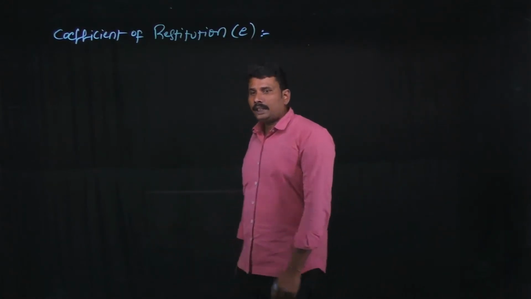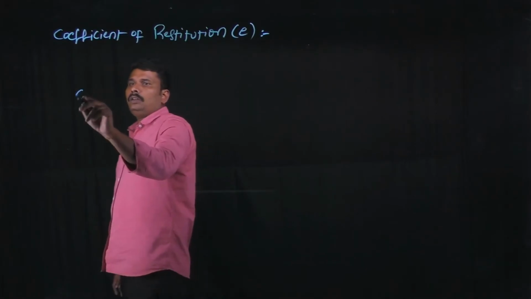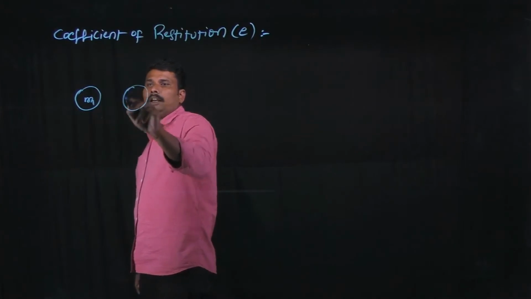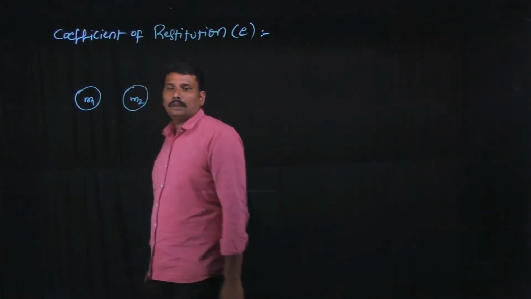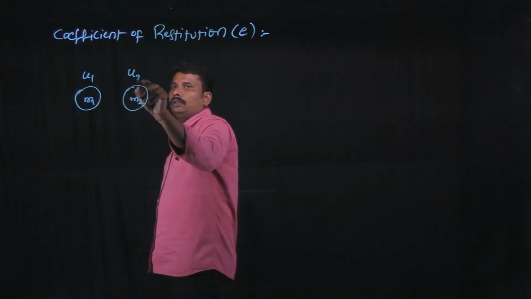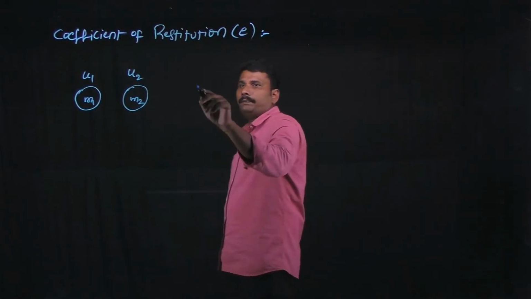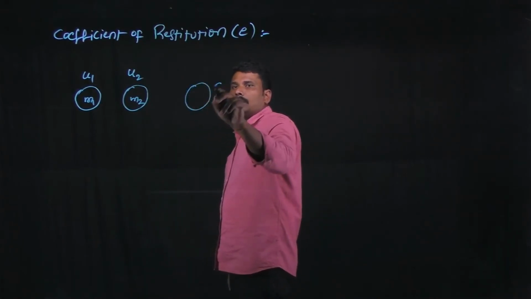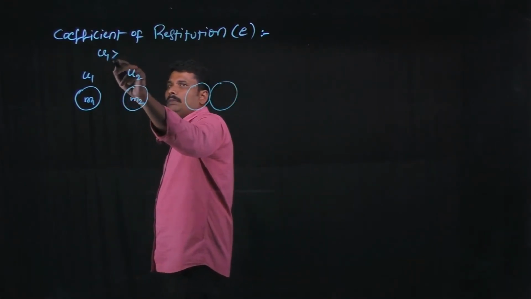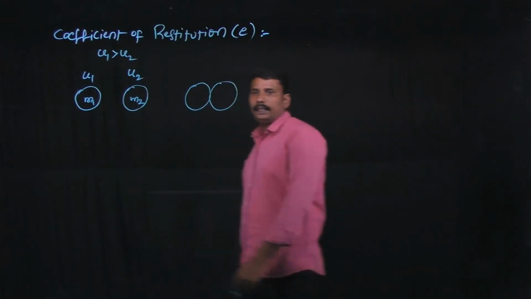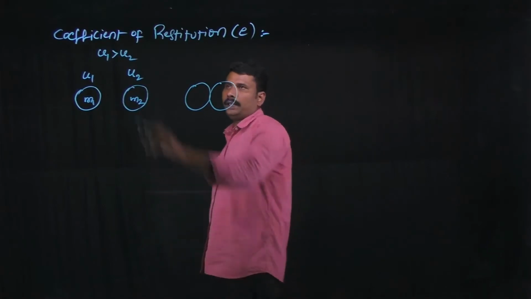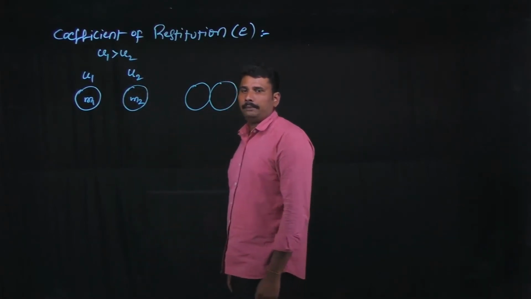Initially, consider there are two objects, the first object having mass m1 and the second object having mass m2. Before collision, these two objects have velocities u1 and u2. After some time, these objects collide, because the velocity of the first object is more than the velocity of the second object.